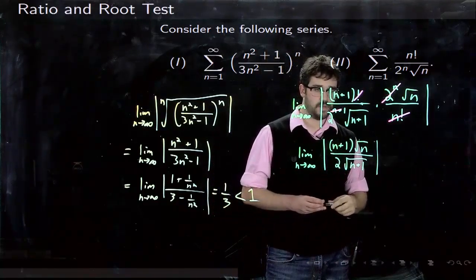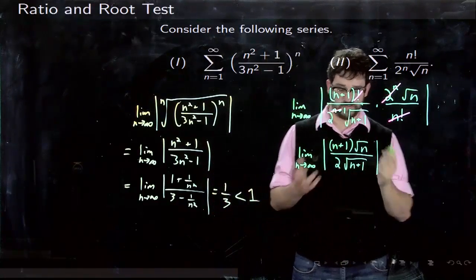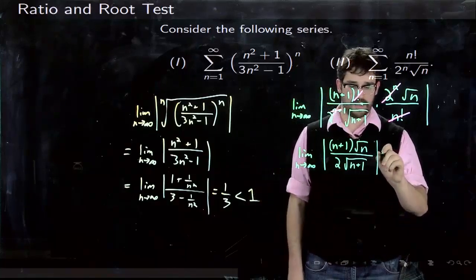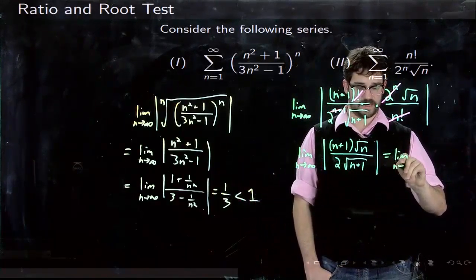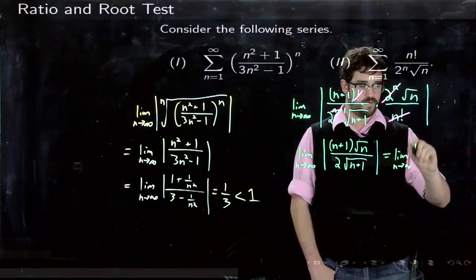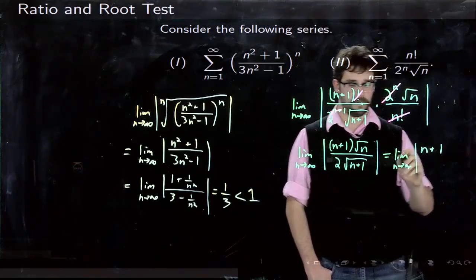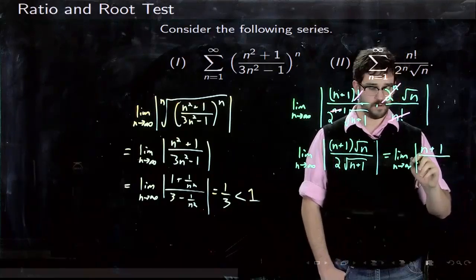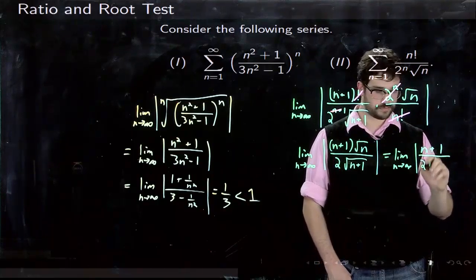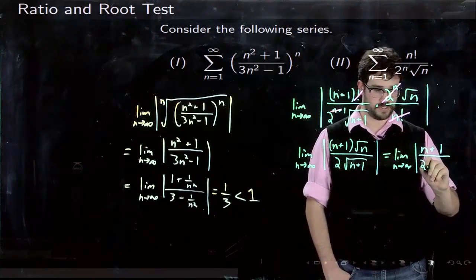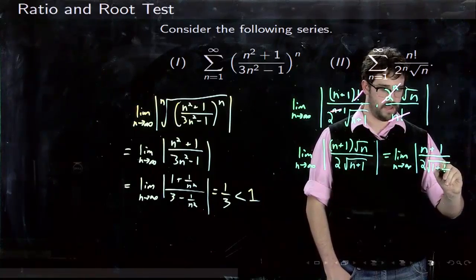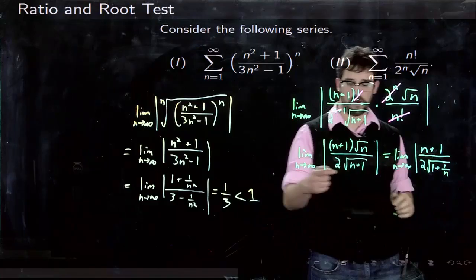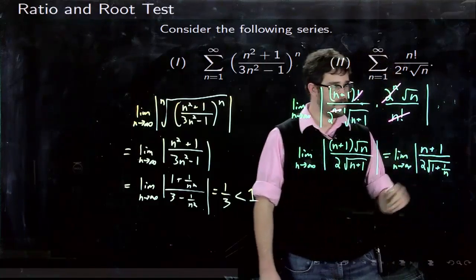Now here, if we divide everything by square root of n, we'll have the limit as n goes to infinity of n plus 1 over 2 square root of 1 plus 1 over n, because we pull in the n to the inside there.